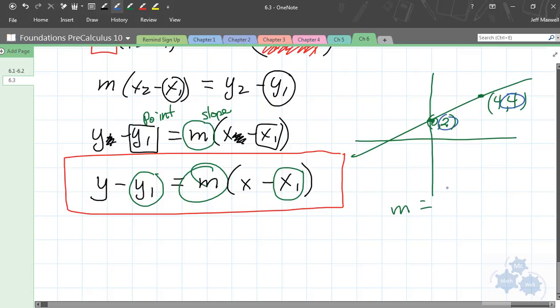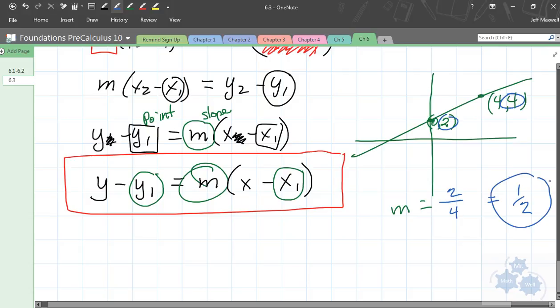Four minus 2 is 2. 4 minus 0 is 4. So the slope is 1/2. Does that make sense? Go up 2, you go over 4. Okay. So here's your slope.